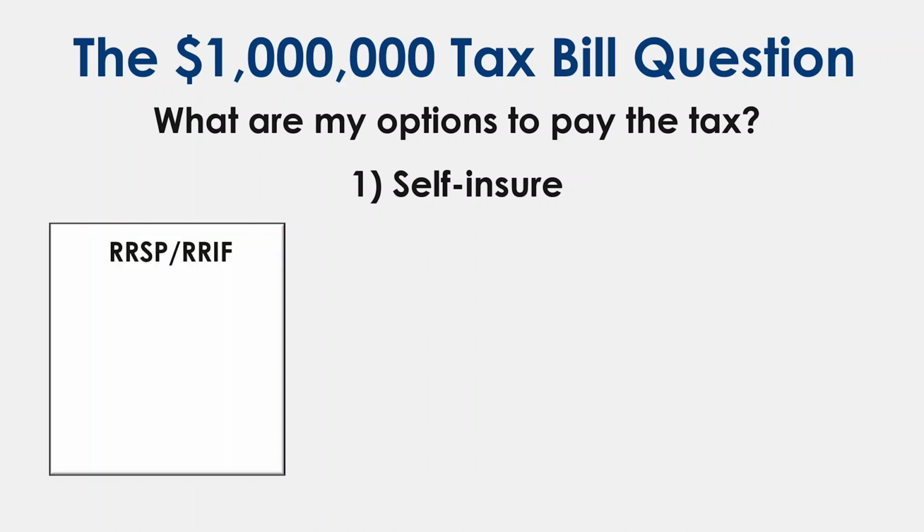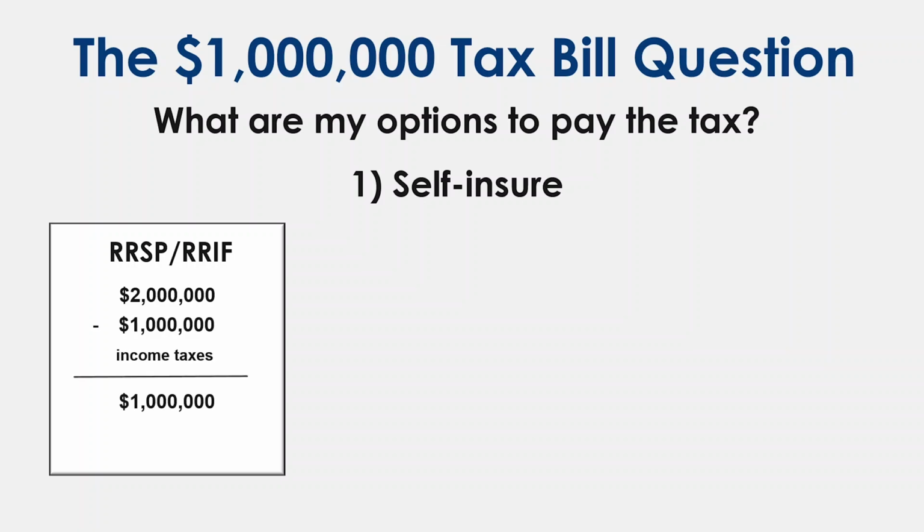So if someone wanted to use their RSP or RIF to pay this $1 million tax bill, they would have to have over $2 million in their RSP or RIF, die with that, and lose approximately $1 million in income taxes when they die to net that $1 million. So this is a very, very expensive way to do so. I would never recommend this, but a lot of people don't realize how taxable their registered accounts are when they pass away. And keep in mind, this tax bill is only owed in this scenario when they go to pass this property down to their children.